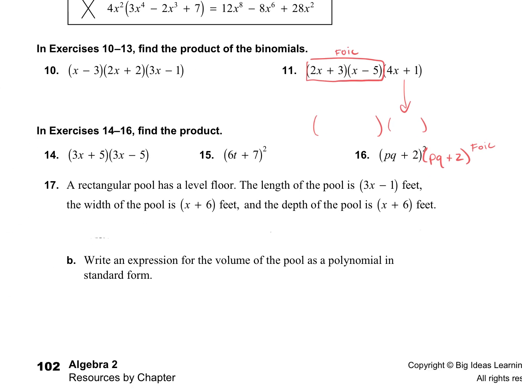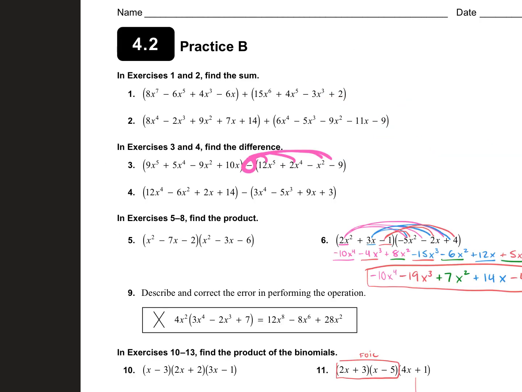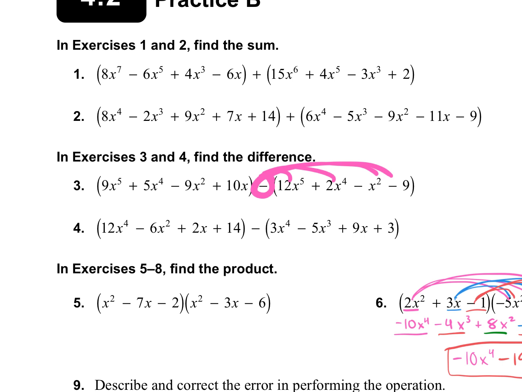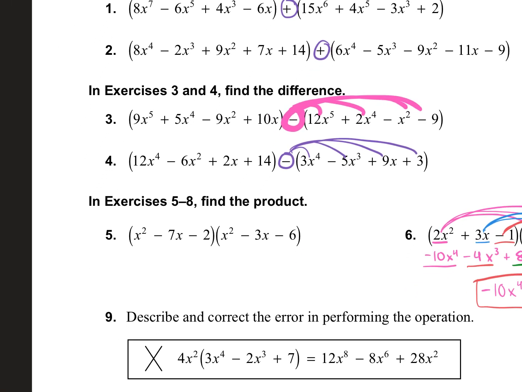All right, let's go to the next page. Be careful, even though it's in parentheses, some people like to look at this and just want to FOIL them right off the bat. Pay attention. If you have a plus sign in the middle, you have to add them. If you have a minus sign in the middle, what do you have to do first? Distribute the minus. So that would change the sign of everything behind it.